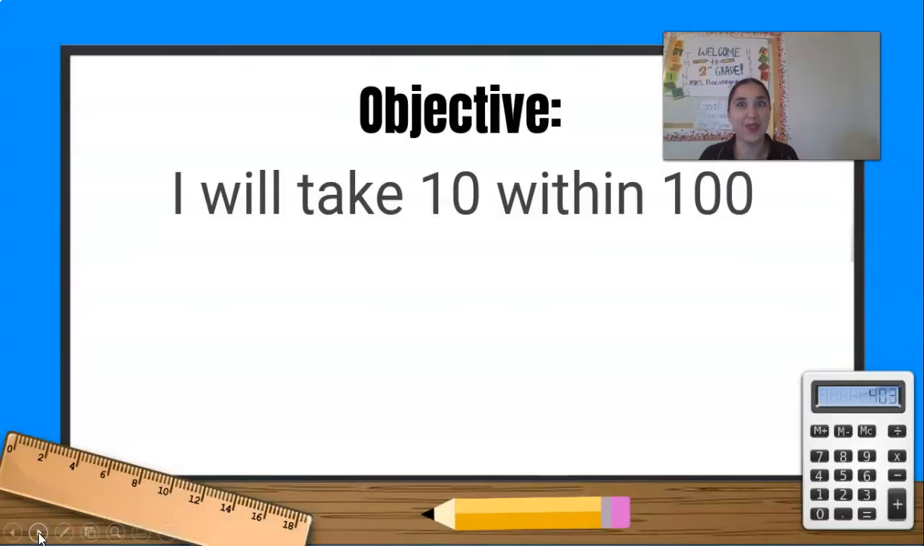Now, just like I told you, by the end of class today, you're going to be able to take 10 within 100. Your turn to see the objective. Yes, you're going to take 10 within 100. And we're doing the same thing. We're practicing how to subtract, because when you want to buy something, you need to make sure you know exactly the amount that you need to get back.